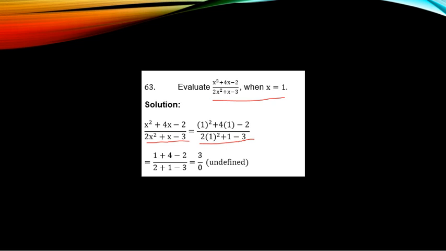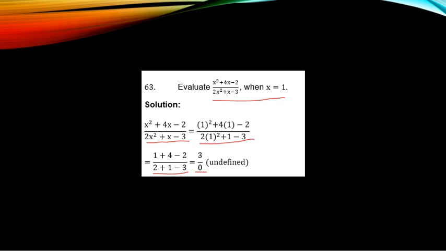Okay, for the numerator, 1 squared is 1, 4 times 1 is 4, then you have minus 2. For the denominator, you have 1 squared is 1, 1 times 2 is 2, plus 1 minus 3. If you add the numerator, 1 plus 4 is 5, minus 3 is 2. Denominator, 2 plus 1 is 3, 3 minus 3 is 0.